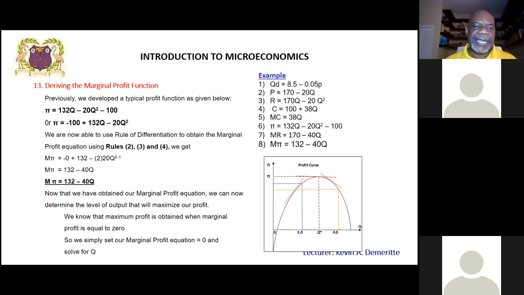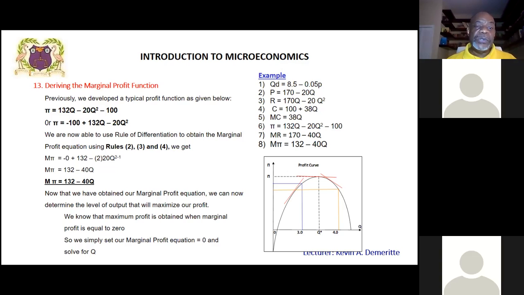Rule number 1 says that if I'm looking to derive the marginal profit equation from my profit function, so I'm trying to find the slope of my profit function, I can eliminate the constant, the 100 that's sitting out there all by itself. So I scratch that out and move on. I've dealt with that piece. Now I have the 132Q piece of my function.